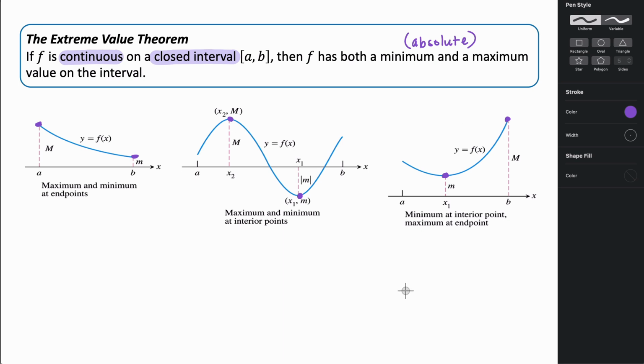Now, if this graph was flipped like this, maybe, you could see we'd have a maximum here in the interior, and then our minimum would be here at that endpoint. And it could do the same thing like this as well, where you have your maximum here and your minimum here. So it's possible to have maxima and minima, one in the interior and one at the endpoint. They could both be in the interior, or they could both be at the endpoints.